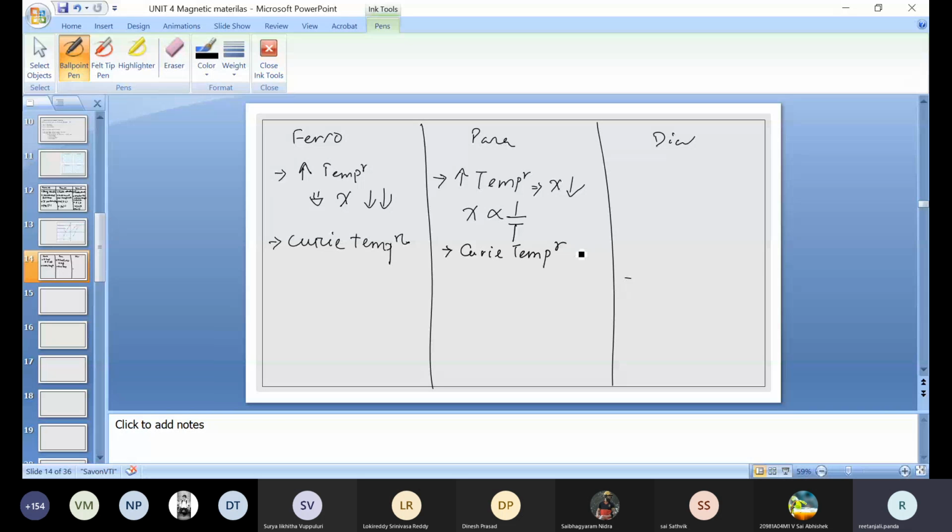Similarly, in the case of your diamagnetic material, the susceptibility is independent of temperature. That means whether you are increasing the temperature or decreasing the temperature, there is no effect you will see in the case of your diamagnetic material. That's why here also we will not find any Curie temperature.